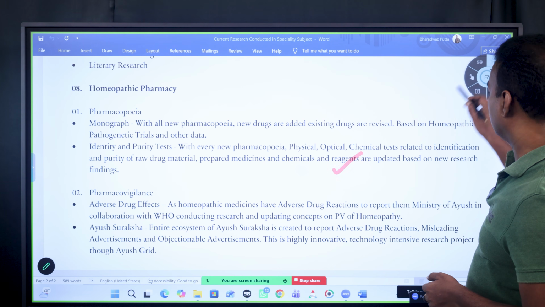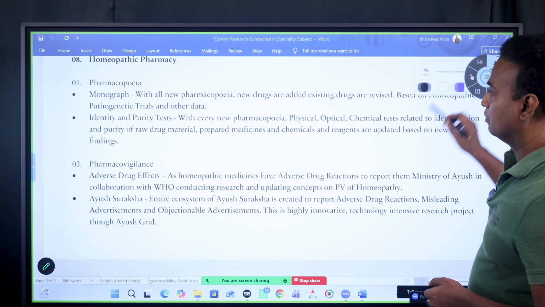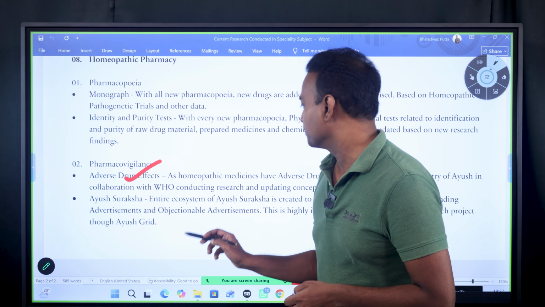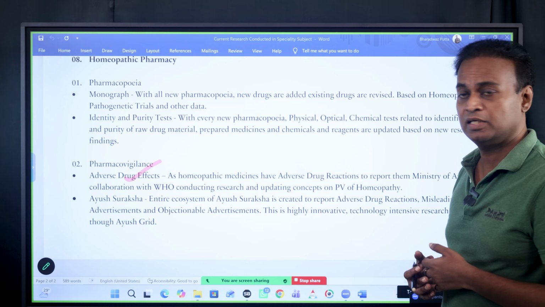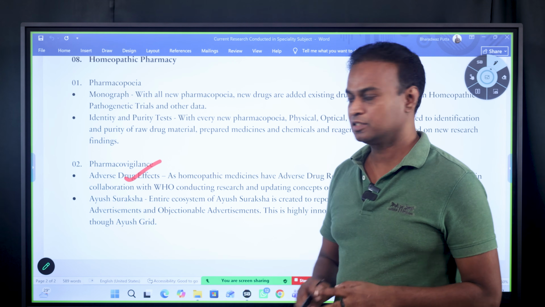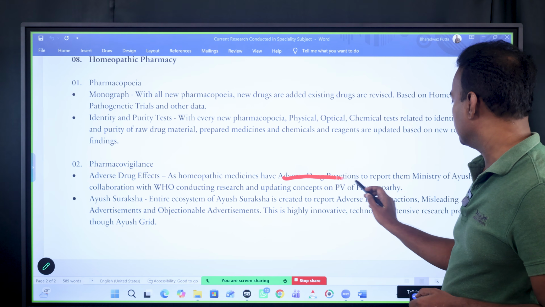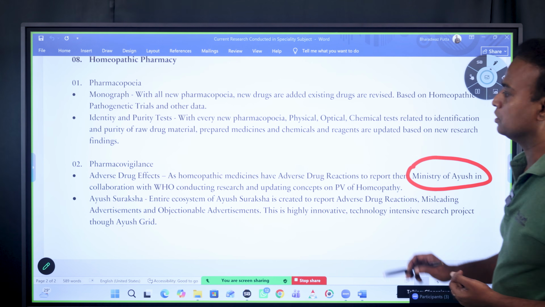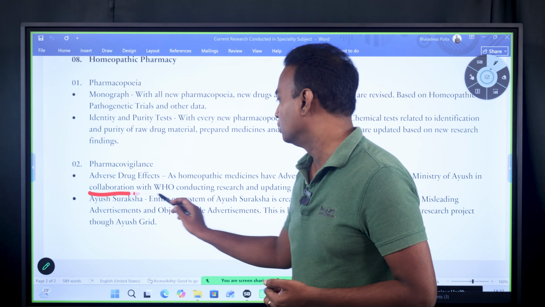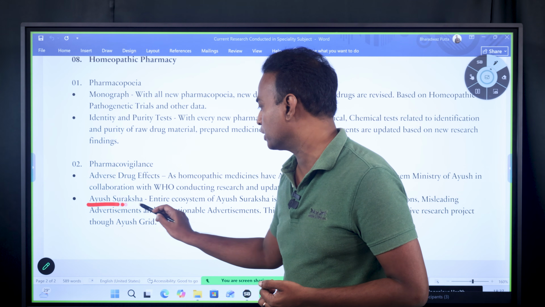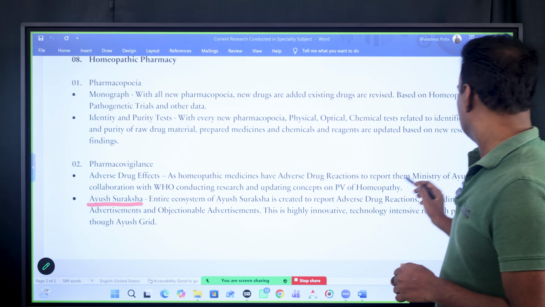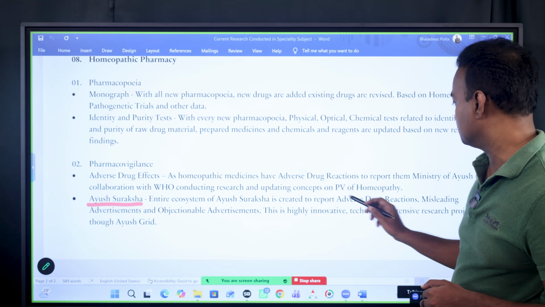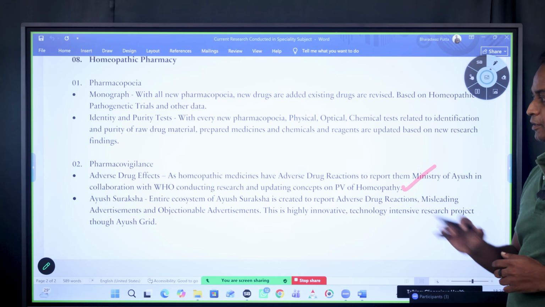Next important thing done by our government, very important to us, is pharmacovigilance, that is, adverse drug effects. As we know, we previously thought that homeopathy medicine doesn't have side effects, but research says homeopathy medicines have adverse drug reactions. To report them, the Ministry of Ayush, in collaboration with WHO, through our Ayush Suraksha program, is conducting research on updating concepts of pharmacovigilance in homeopathy.